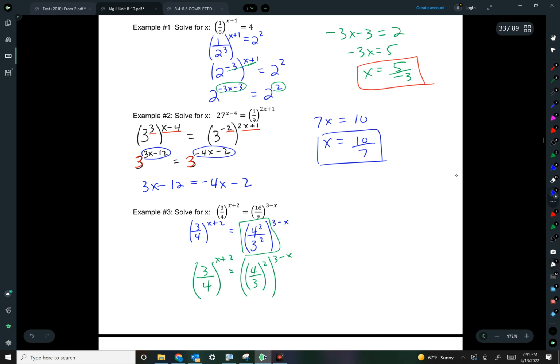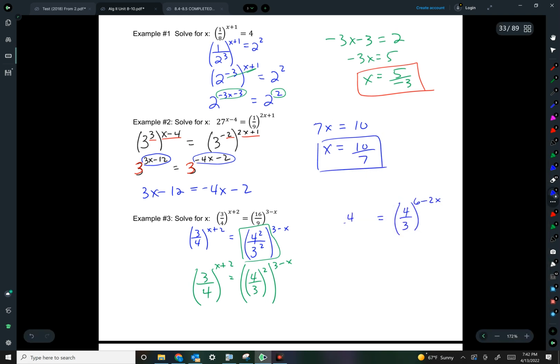Why don't I clean up the left side? On the right side, I have 4 over 3. If I raise power to a power and multiply my exponents, I'm going to have 6 minus 2x. And why don't I do this? Notice 3 over 4 is the opposite direction of 4 over 3. Well, remember we talked about a negative exponent will flip it over. So instead of 3 over 4, what if I write it as 4 over 3 to the negative 1? Wouldn't that be the same as 3 over 4?